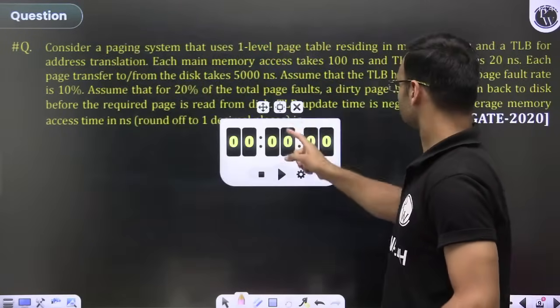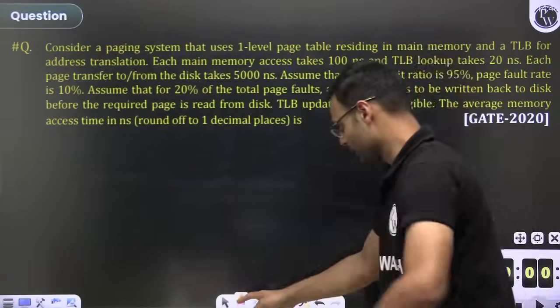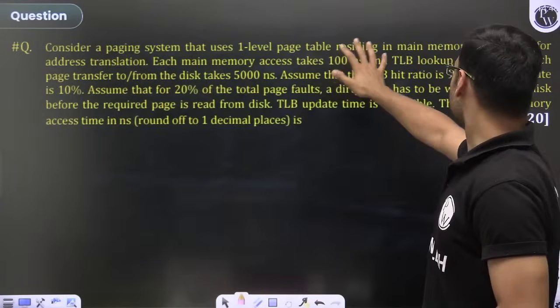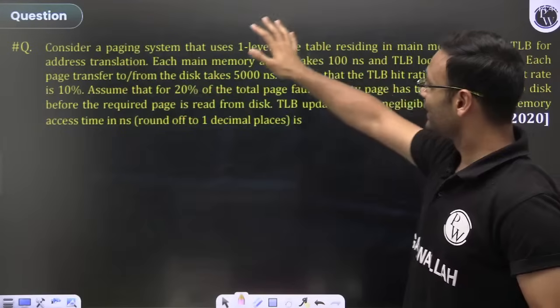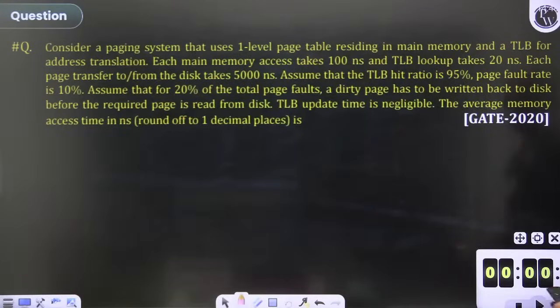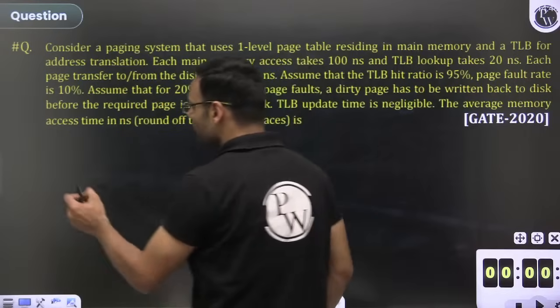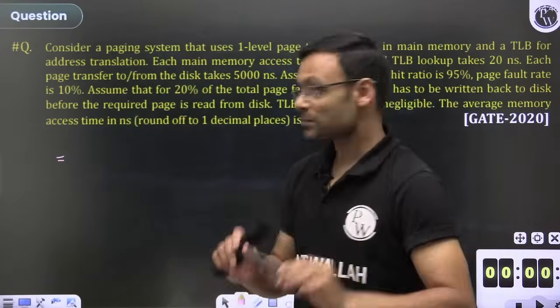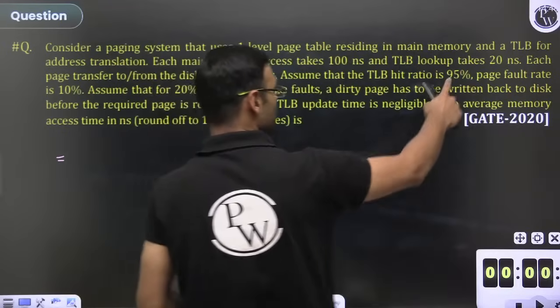See, the question says one level of page table residing in memory, TLB is there, main memory access time 100 nanosecond, TLB lookup time 20 nanosecond. We will put up the formula simply. TLB hit and miss at first place. What is the hit rate of TLB?